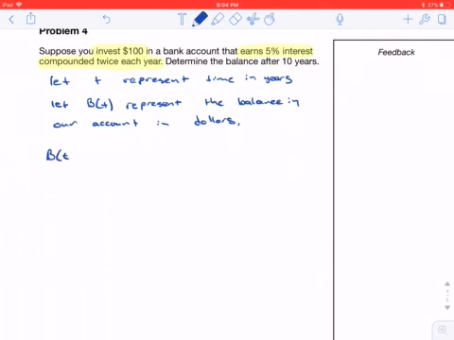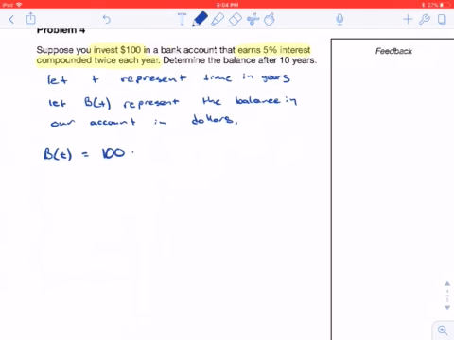Okay, and we notice our initial value is $100. That's what we're investing. It earns 5% interest, and so really, if it didn't earn interest, our base value would be 1. And because it's earning 5% interest, we're going to add 0.05 to that. And so what happens to our base value is it becomes 1.05. And so this is going to be 1.05.